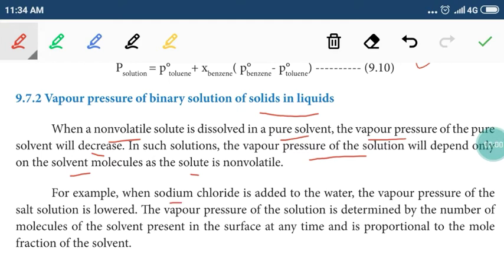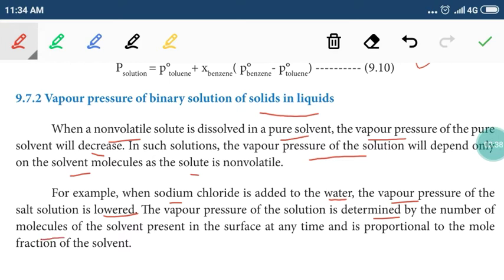An example is given. You take sodium chloride. Sodium chloride salt is non-volatile in nature. We add it to water, and we get sodium chloride solution. When we heat the sodium chloride solution, the solvent water will evaporate, but the solute will be present at the bottom, so it is non-volatile in nature. For this sodium chloride solution, the vapor pressure of the solution will be reduced because one component is non-volatile in nature. This vapor pressure can be determined based on how many solvent molecules are present on the surface.